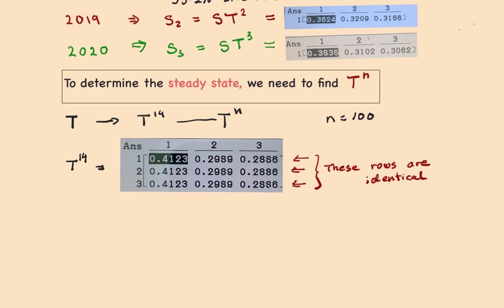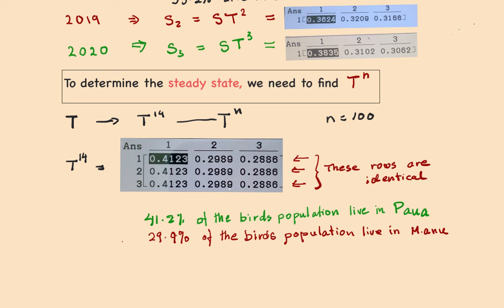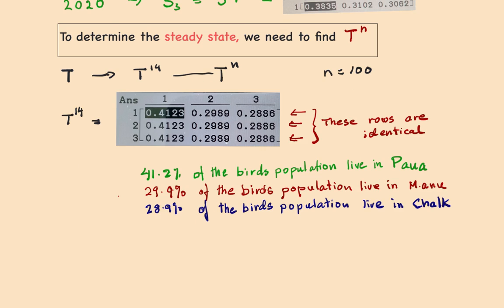And at steady state, we note that 41.2% of the birds' population live in Pau, 29.9% of the birds' population live in Manu, and 28.9% of the birds' population live in Chalk. But you can see that there is still movement between the islands, because even though 41.2% of the birds' population live in Pau, 29.8% still go to Manu and 28.8% still go to Chalk, and so on.